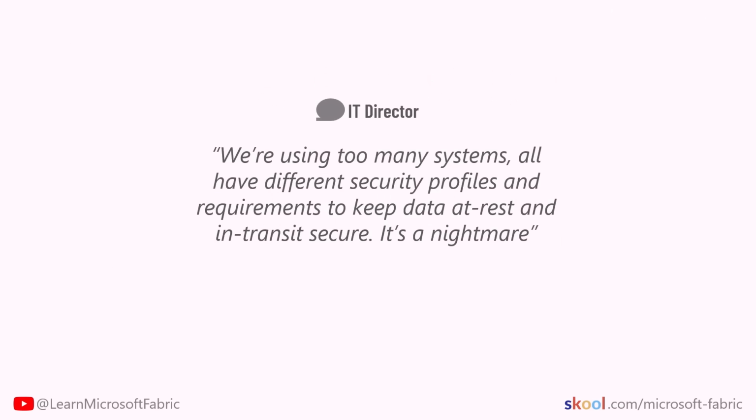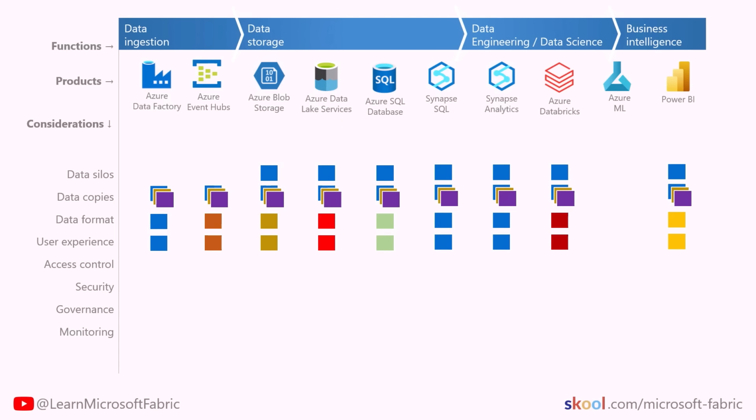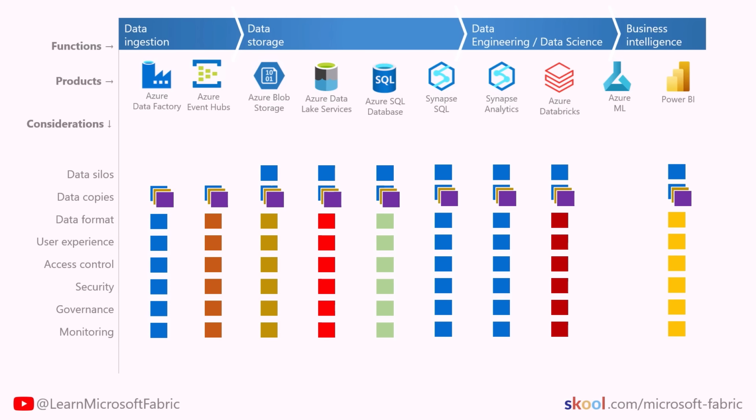Next, the IT director is not happy too. He's saying we're using too many systems. All have different security profiles and requirements to keep data at rest and data in transit secure. And it's a nightmare. And it's true. It's not just the people on the front end of these tools that find it difficult. Spare a thought for the IT director and his team, responsible for managing access to each of these tools independently, securing them and the data stored within them, governing the data, and then monitoring and maintaining the systems generally.